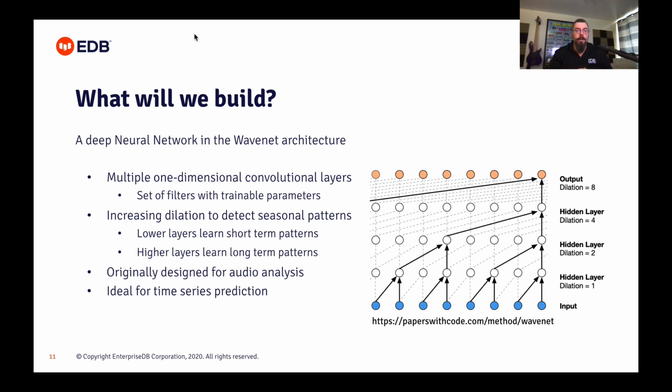We're going to configure an increasing dilation rate to detect seasonal patterns. So lower layers will learn short-term patterns and higher layers will learn long-term patterns. As you can see from the diagram, the neurons on the lower layer will feed up into smaller numbers of neurons on the higher layers. The WaveNet architecture was originally designed for audio analysis, and if you think about audio, it's just a series of samples along a timeline, and that makes WaveNet pretty ideal for analyzing time series data such as we have here.